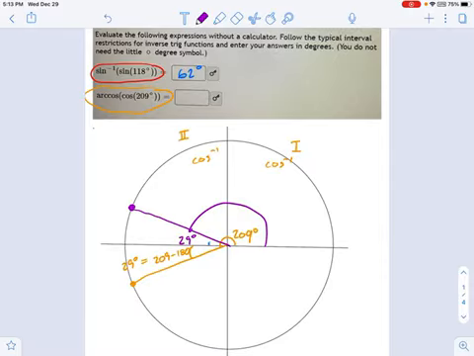Okay, so if that's 29 degrees, this portion right here, well, what's the angle over here? That's going to be 180 minus 29 degrees. Okay, so that is 151 degrees, 151 or so. There we go.